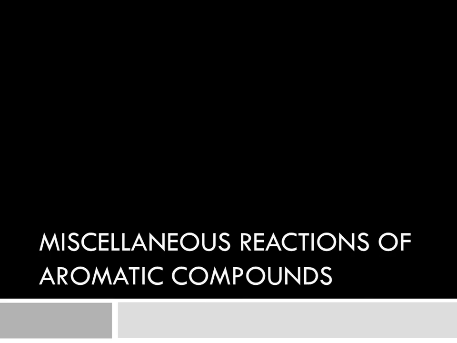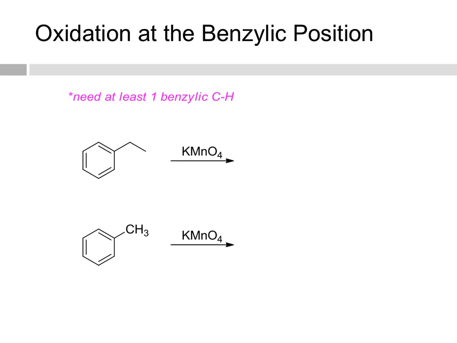This video covers some miscellaneous reactions of aromatic compounds. We can oxidize at the benzylic position using potassium permanganate to get the corresponding benzoic acid. Notice that in this case we have cleaved this carbon-carbon bond and we end up with only one carbon remaining.